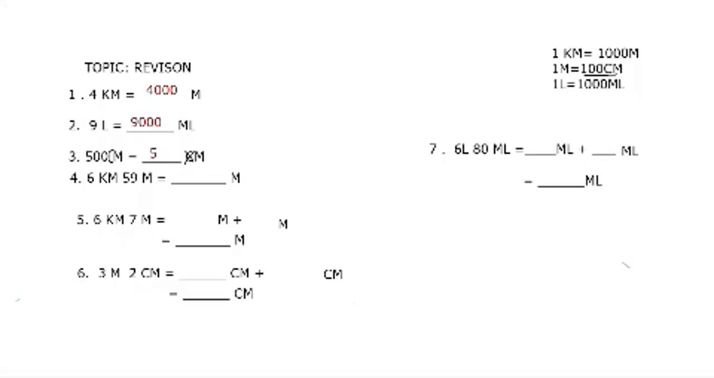Okay, now for question number 4, your answer is 6 kilometers and 59. So boys, what you can do is just convert the 6 kilometers in your mind. 6 kilometers has 6,000, and then you will add 59.